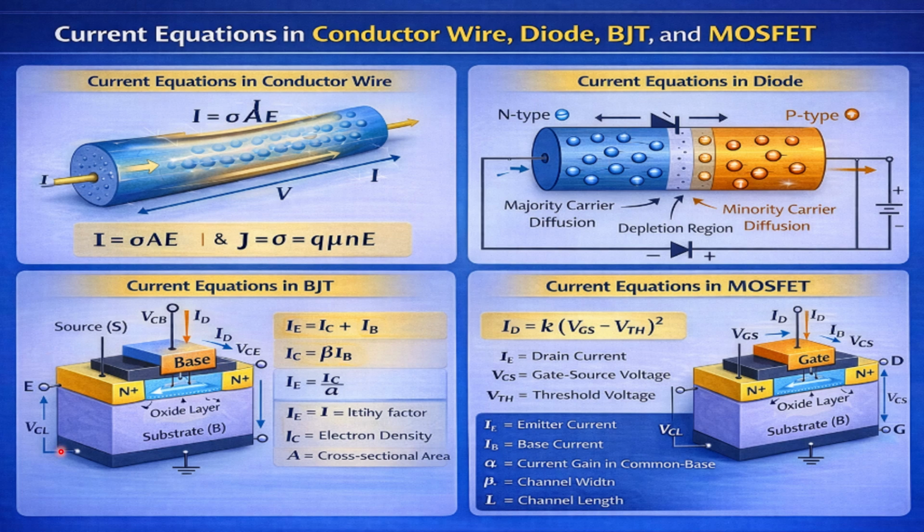And the current in your BJT equations, you can find I is equal to IC plus IB. And the current in MOSFET you can find out using ID is equal to K (VGS minus VTH) whole square, right? So we will see in this session how we can find out the currents in all these semiconductor devices, including the first one, your conductor wire, right?